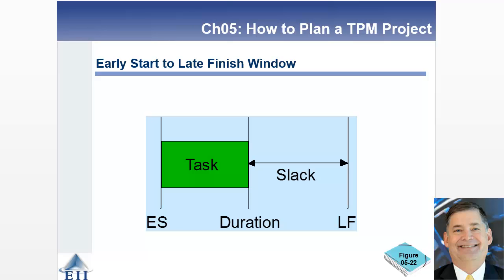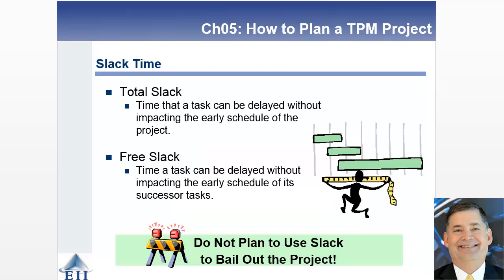Here's just a different representation in terms of where you have slack. Although typically it's a late start minus an early start that's going to calculate that slack for you. The total slack is going to be the time that a task can be delayed without impacting the early schedule of a project. And then the free slack is going to be the time a task can be delayed without impacting the early schedule of its successor tasks.